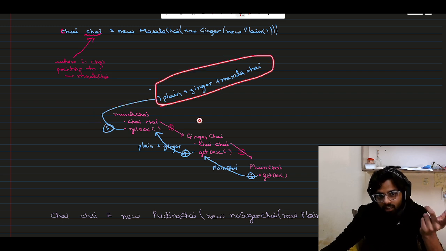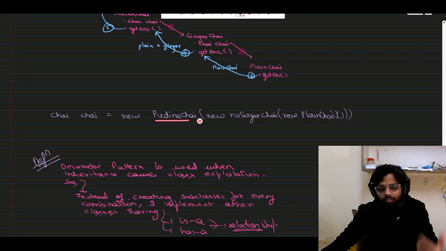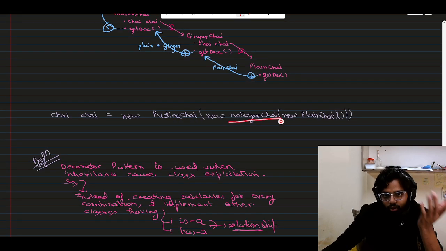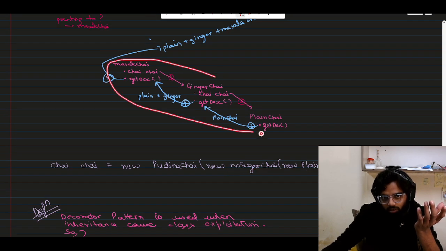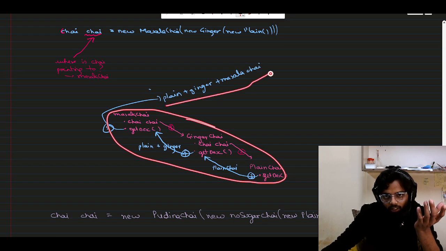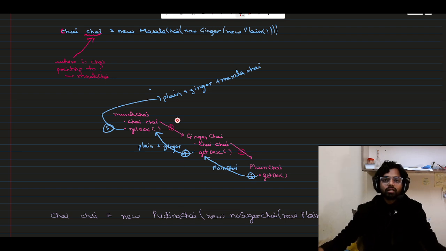If I have to add another one, I just have to change it here. Like if I need pudina tea plus no sugar plus plain chai, again this process will happen and we get the combination of these chai. So this is how the decorator pattern works.